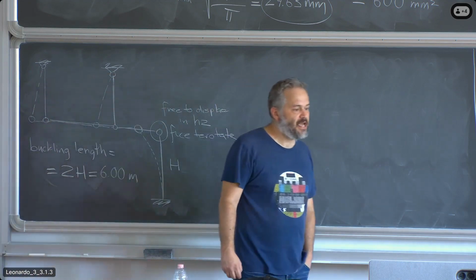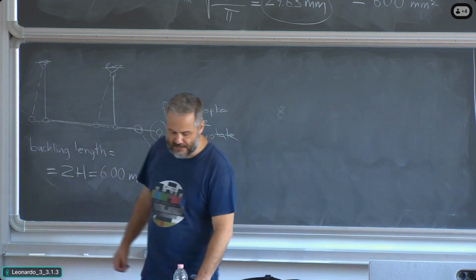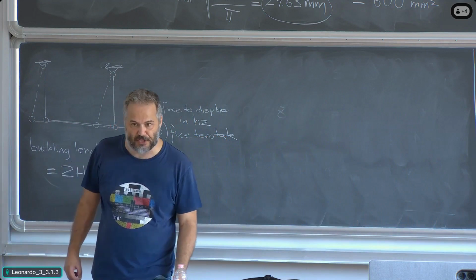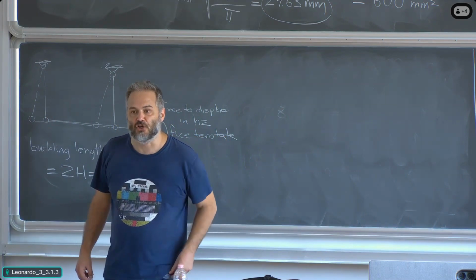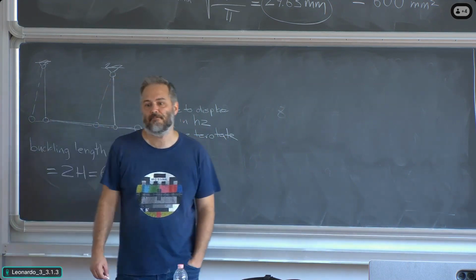Now, how do we check for buckling? In this case, it was provided that the section was HEA 140, okay? So the first thing we have to remember is how a compression member is designed.